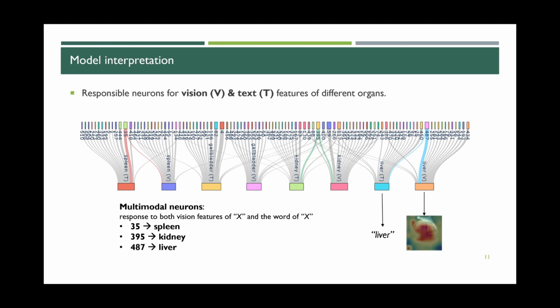This slide uses abdominal organs as an example. A group of neurons responds to visual features of liver, while another group of neurons responds to the word liver. Besides, there are some multimodal neurons. For example, neuron 487. It responds to both vision features of liver and the word liver.